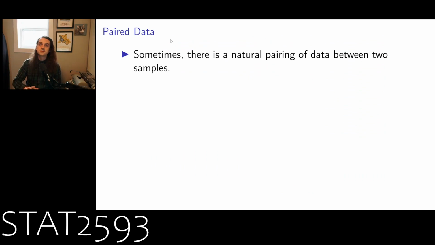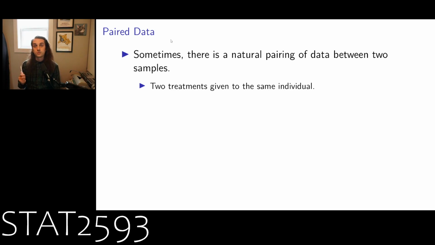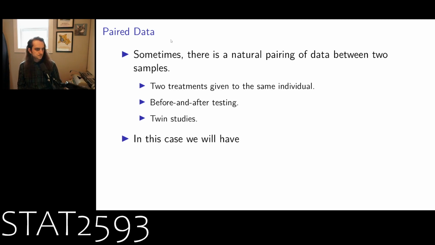So sometimes there's going to be this natural pairing of data between two different samples, right? So if we give two different treatments to the same individual, if you do some sort of before and after testing, right? So if you test something beforehand, you do some intervention, you test something after the fact. If you have studies of twins, this is quite common to do. The twins are going to be naturally paired, where you might think about the twins as having similar genetic components, but different experiences.